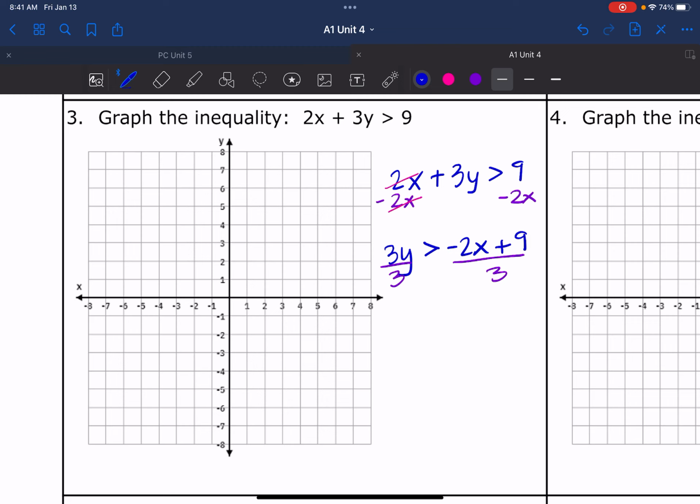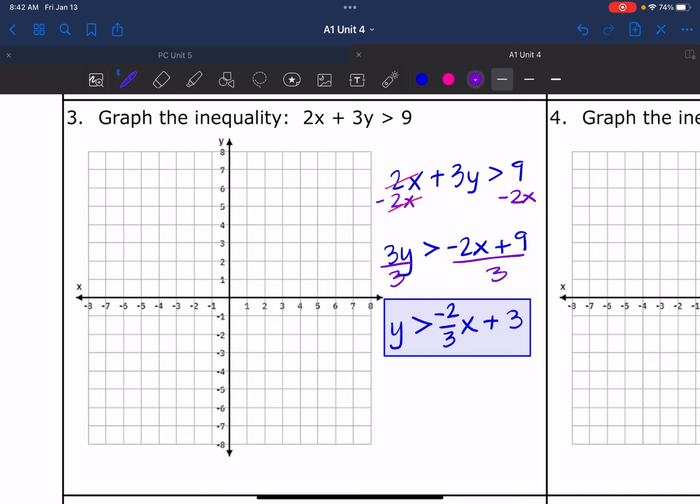3 over 3 is 1, which would keep that y by itself. Since right now we're dividing by a positive number, that symbol is going to stay exactly the way it is right now, so still greater than. And now you're going to do each one of these separately. Negative 2 divided by 3 just stays negative 2/3. Then I'm going to put an x next to that. 9 divided by 3 is 3, so plus 3. This inequality is going to be a lot easier to graph.